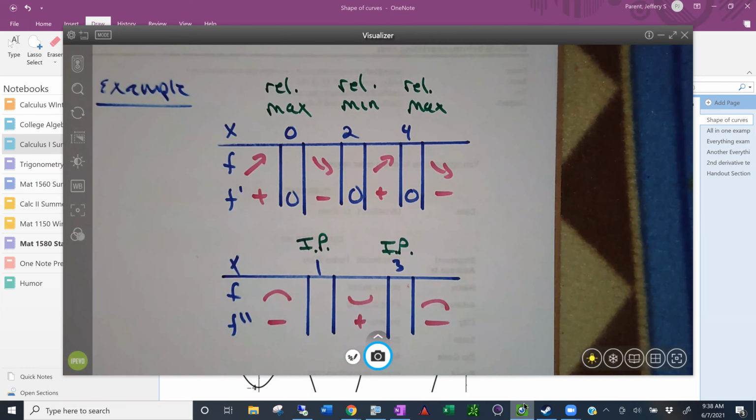Someone tell me why these are inflection points. What about our little chart here tells me that they're inflection points? The sign of the second derivative and the concavity changes on either side of them. Yep. So a change in the sign reflects a change in the concavity. So where the function changes concavity, that's an inflection point.